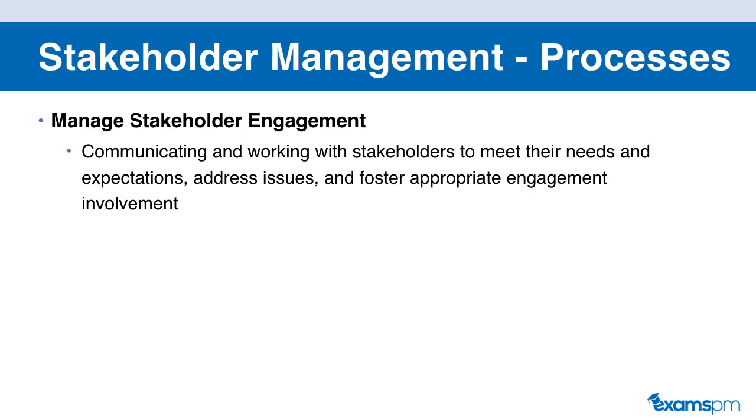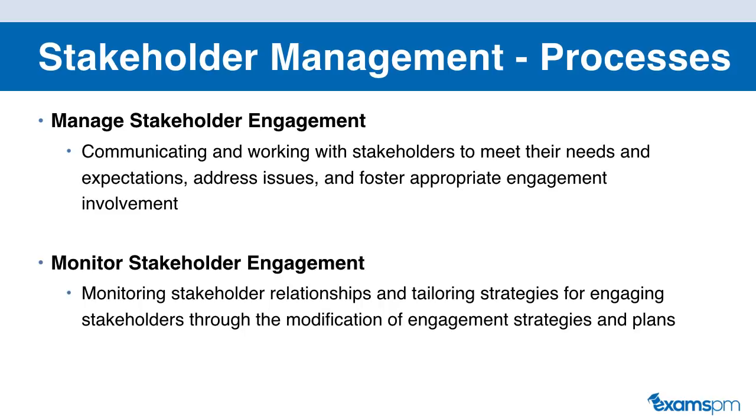The next process is manage stakeholder engagement. This is the process where we are communicating and working with our stakeholders to meet their needs and expectations, address their issues, and foster appropriate engagement and involvement. So this is where we're implementing the plan that we set out for each of the stakeholders and actually going out there and ensuring that our plan is being executed and that these stakeholders are being engaged on our project.